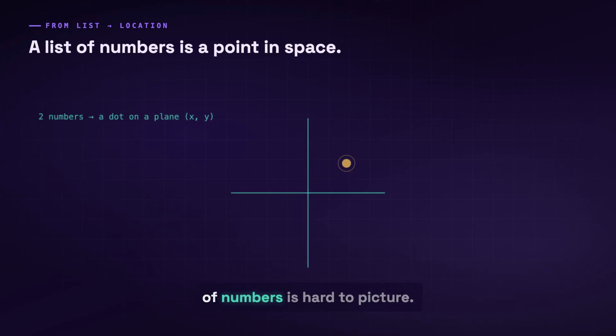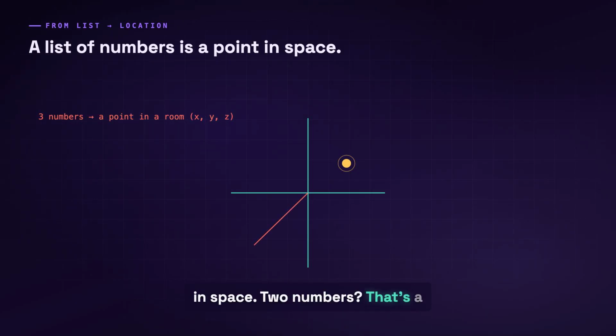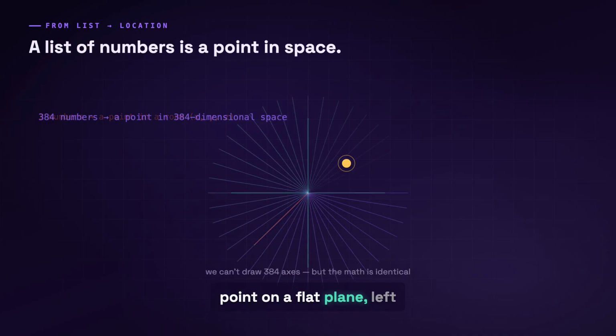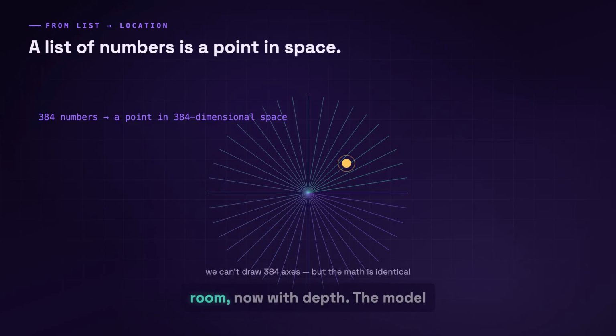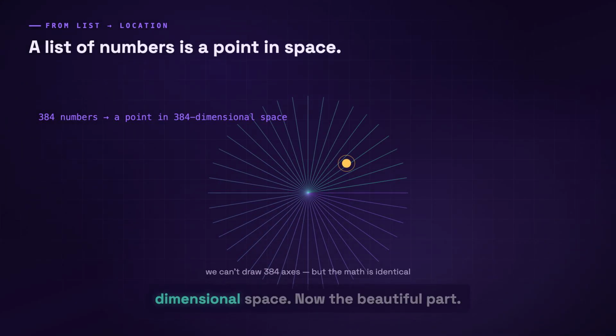But a list of numbers is hard to picture. Here is the key idea. A list of numbers is a point in space. 2 numbers, that's a point on a flat plane, left to right and up to down. 3 numbers, a point in a room, now with depth. The model uses 384 numbers, which means a point in a space with 384 directions. We can't draw that many axes, but the math works exactly the same. Each token is a single point floating in this high-dimensional space.